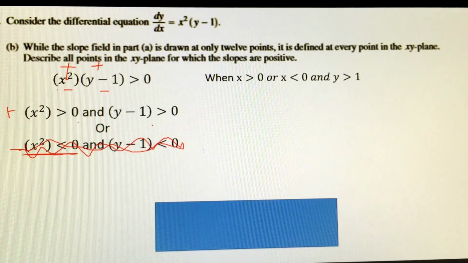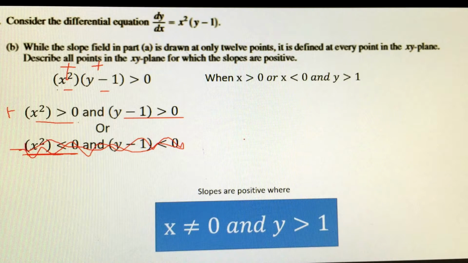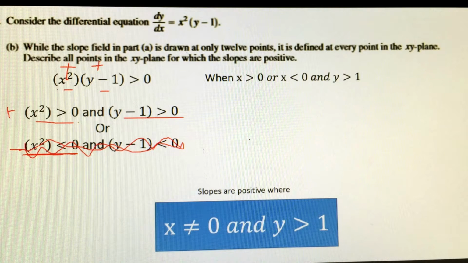Now if we look at our first case, we can manipulate these equations just a little bit to get when x is greater than 0 or x is less than 0, and when y is greater than 1, the slopes will be positive. Therefore, we can write in our conclusion that slopes are positive where x does not equal 0 and where y is greater than 1.